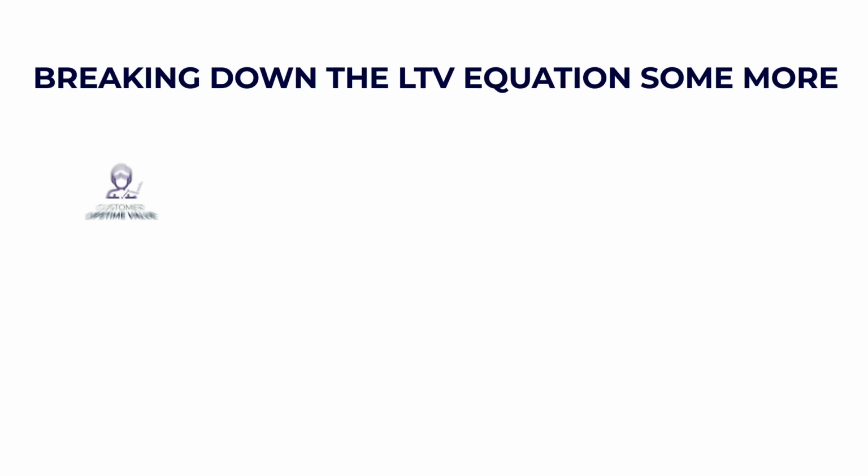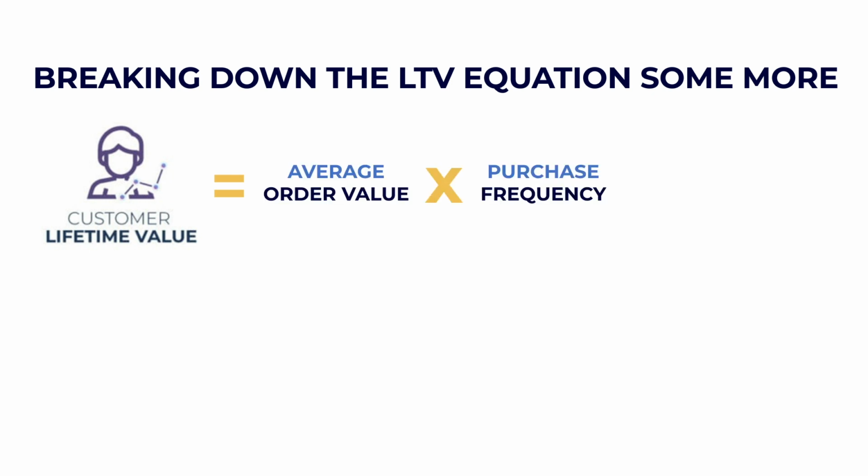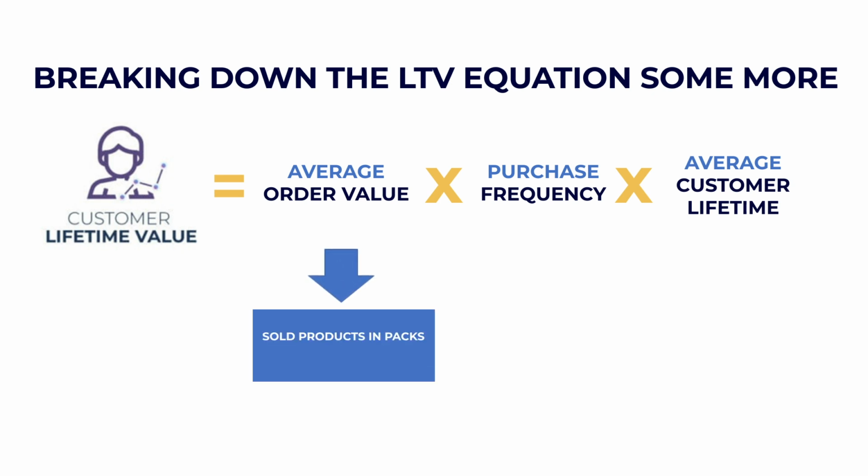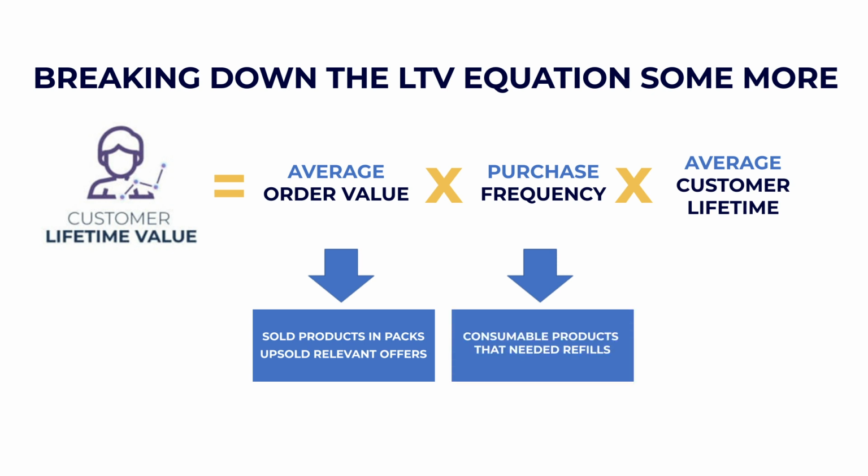Now let's go into a little bit more detail here and break down the customer LTV equation some more. So in this case, and for most e-commerce businesses, customer lifetime value breaks down into the average order value times the purchase frequency times the average customer lifetime. So starting with the average order value, the AOV, they increased their AOV by selling products in packs. They upsold or cross-sold relevant offers. Their purchase frequency was basically increased by the nature of the product itself. So it was a consumable product that needed refills. Everyone needs to buy razors all the time if you shave.